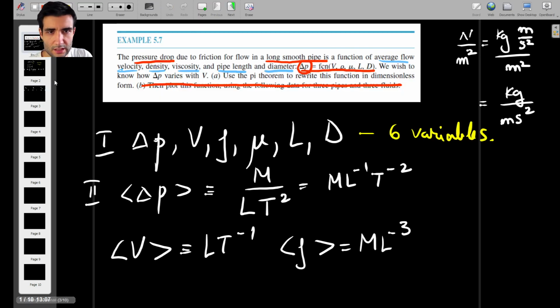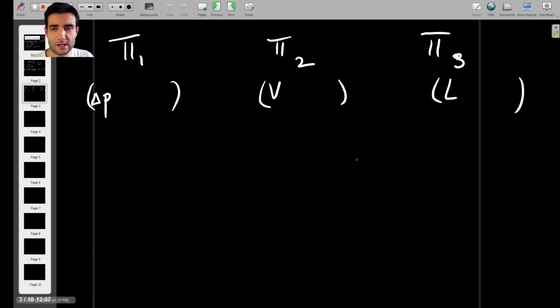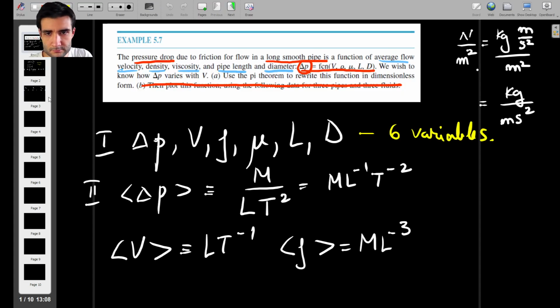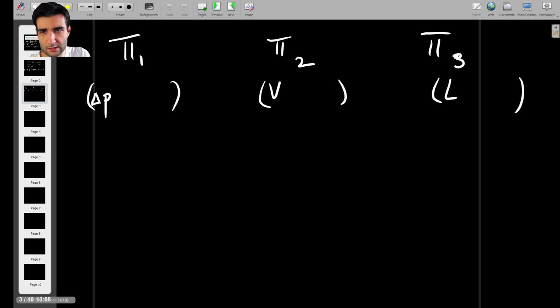Shall we say length or shall we say diameter? Let's say length, okay? Those are the main variables, and the rest of them are repeating. So the repeating variables are going to be density, viscosity, and we used length, so the last one has to be diameter. Okay, so we have rho, mu, and d.